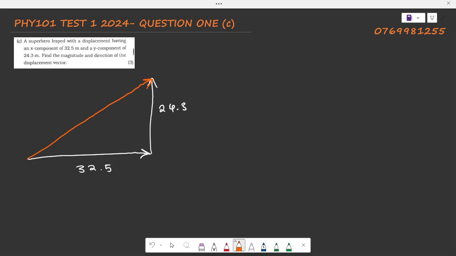magnitude of this vector and its direction. So we know that this is the hypotenuse, and to find the hypotenuse of any triangle, we know that r is going to be the square root of x squared plus y squared, where we know that x is this one and the y is this one.